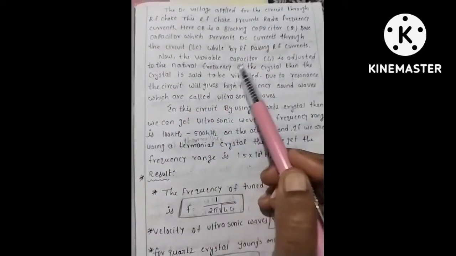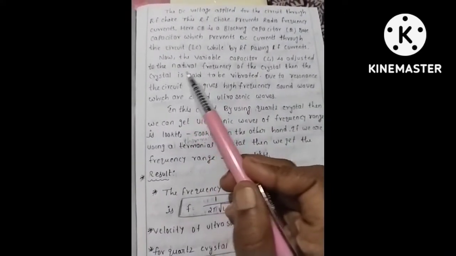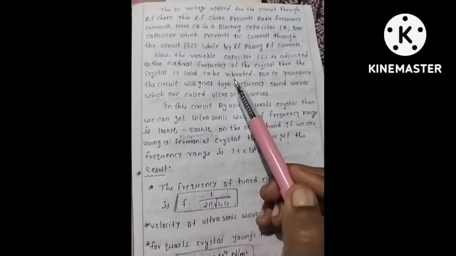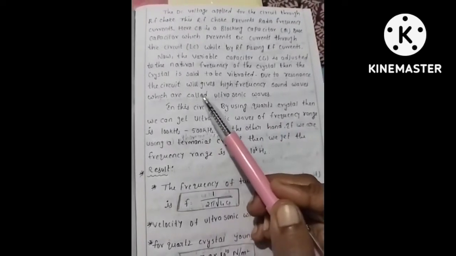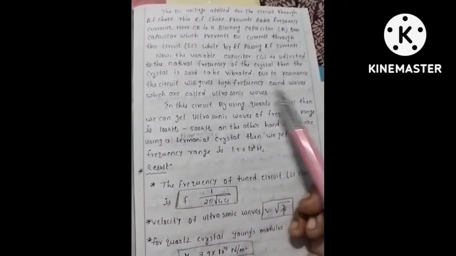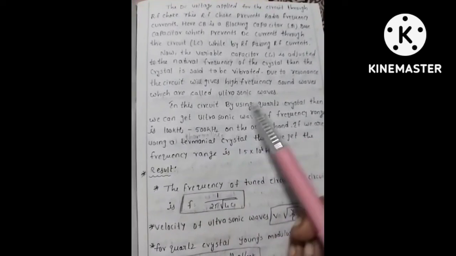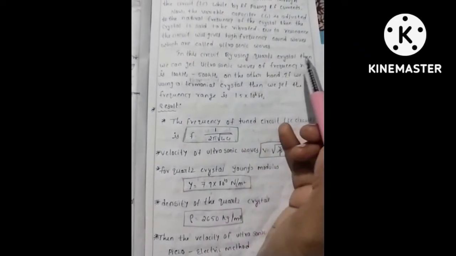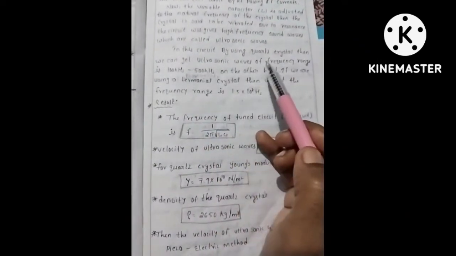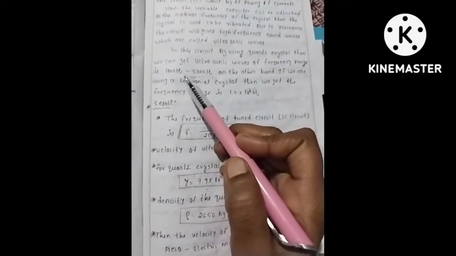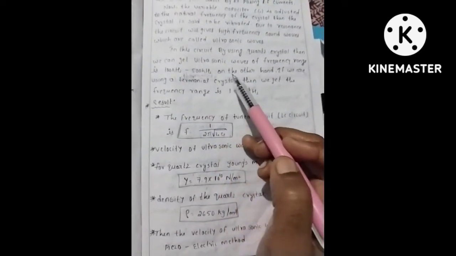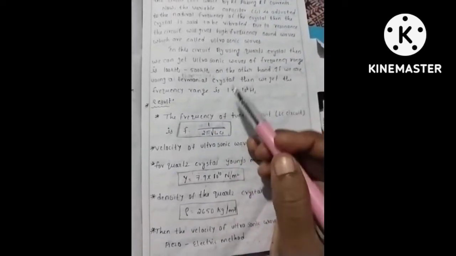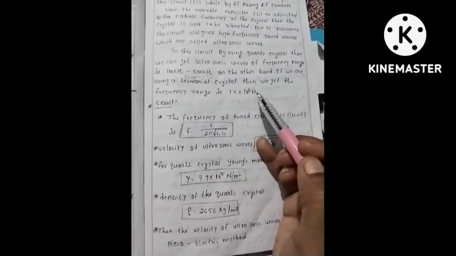Now the variable capacitor C1 is adjusted to the natural frequency of the crystal. Then the crystal is said to be vibrated. Due to resonance, the circuit will produce high frequency sound waves, which are called ultrasonic waves. In this circuit, by using quartz crystals, we can get ultrasonic waves in the frequency range of 100 kHz to 500 kHz. On the other hand, if we use tourmaline crystal, then we get a frequency range of 15 into 10 power 8 kHz.